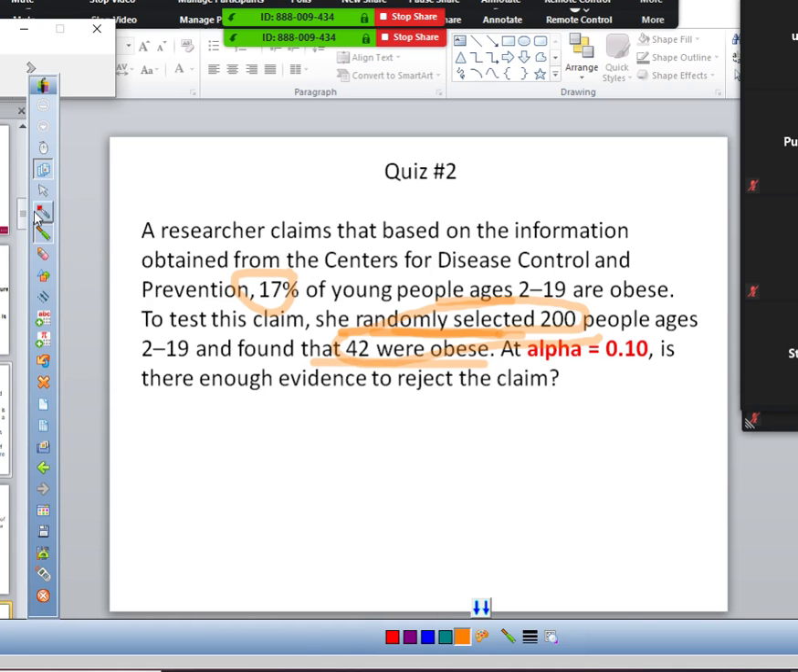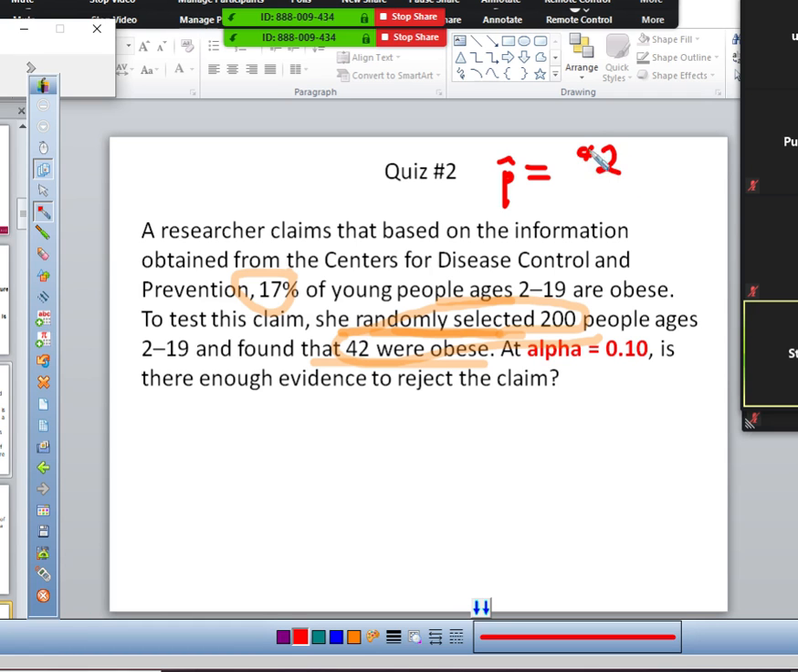So it means that your p-hat is going to end up being 42 over 200. Sometimes I'll give you the percentage, so that could happen. Just make sure you pay attention. Don't always grab the percentage, whatever that number is, and throw it over 200. Because if this is 42%, then you're done. It's 42%.